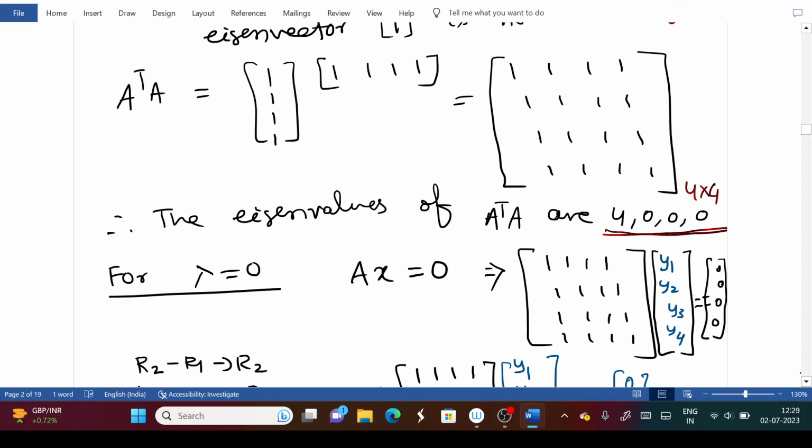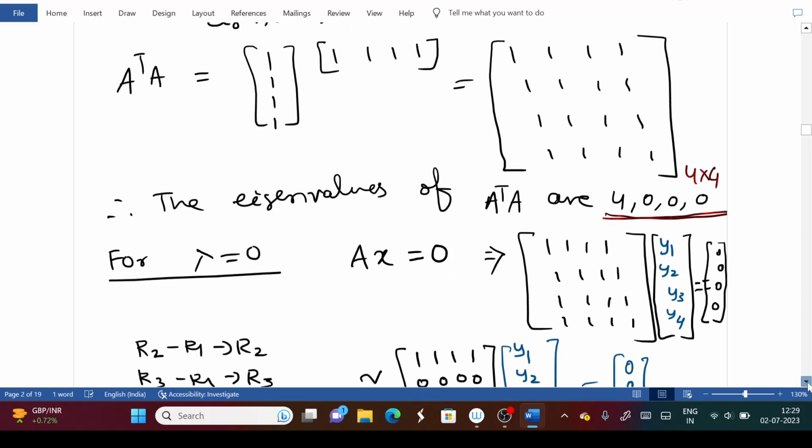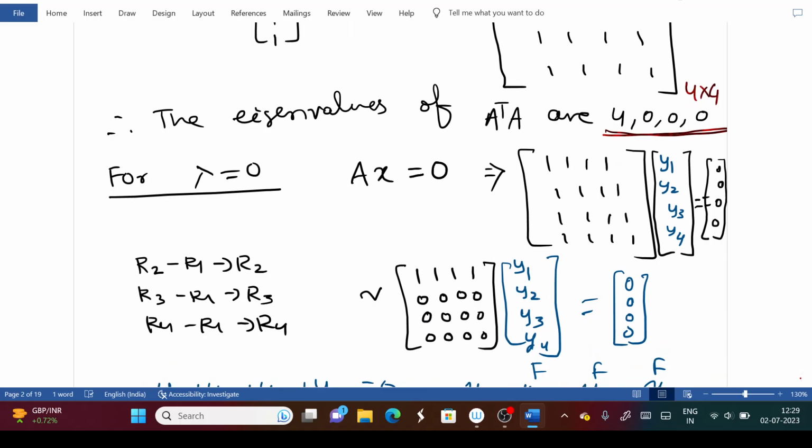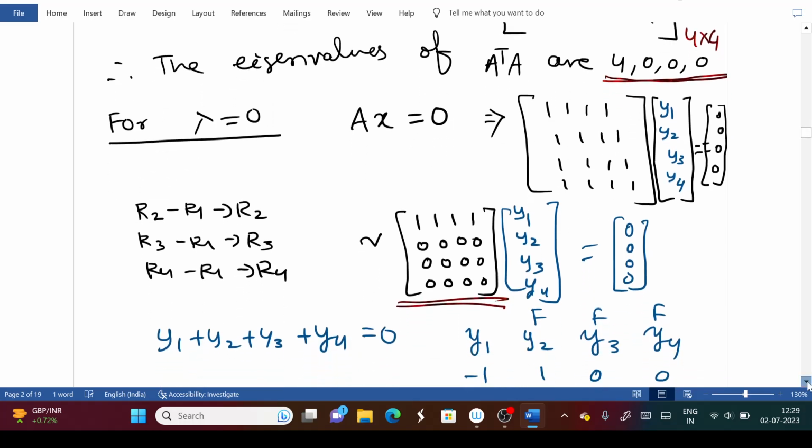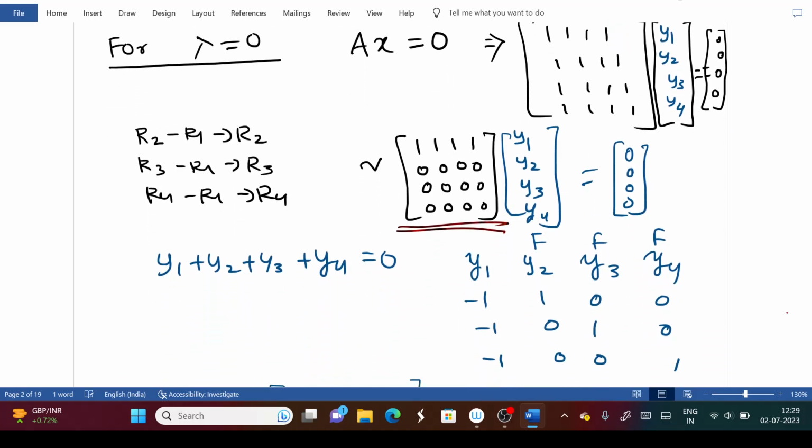So from there, let us find out the eigenvectors. We are expected to get 3 eigenvectors. So lambda equal to 0 means nothing is subtracted from the diagonal elements. So A remains as it is. So this into y1, y2, y3, y4 is equal to 0. From the echelon form, it can be written in this format. So from this equation, what did we get? We got y1 plus y2 plus y3 plus y4 is equal to 0.